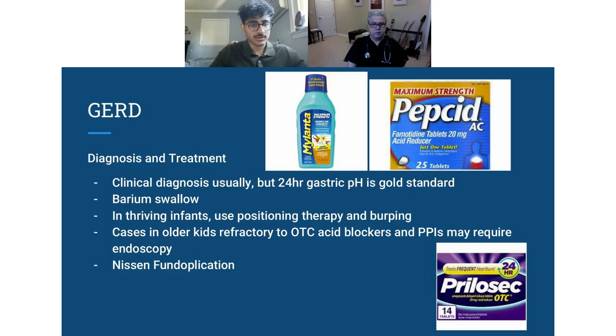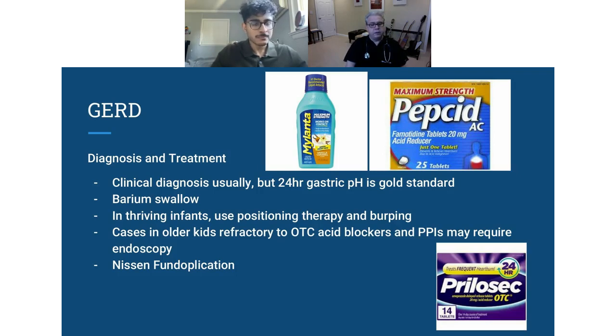And in older kids, if it's symptoms that are refractory to over-the-counter acid blockers like Tums or Mylanta, then we can try proton pump inhibitors, which are a little bit stronger, like omeprazole. And if that's even refractory to being treated with something like that, then it may require an endoscopy. And the most severe cases of GERD generally are treated surgically. And it's usually not in children, it's usually in older adults who have had long lasting symptoms. It's a surgical procedure called a Nissen fundoplication. But that's a last case sort of treatment, mainly in adults.